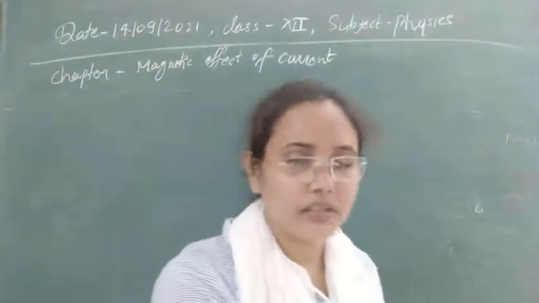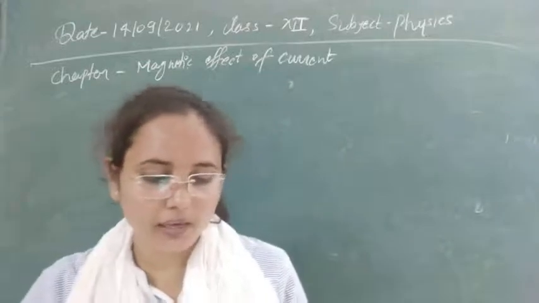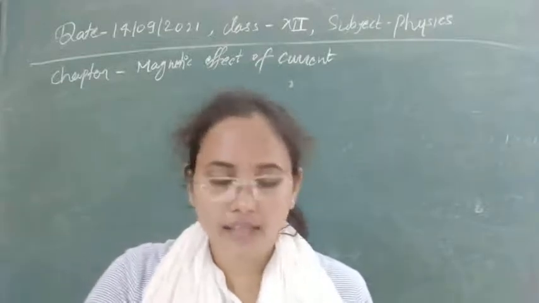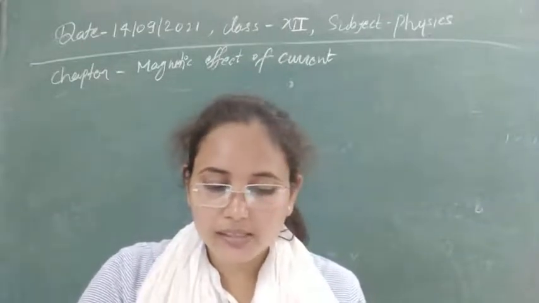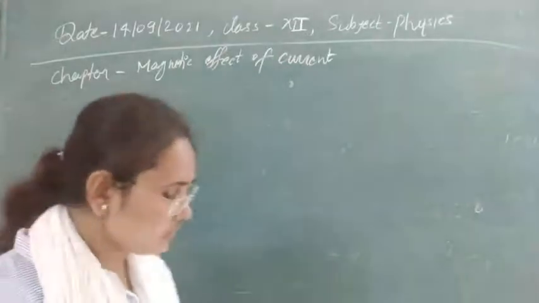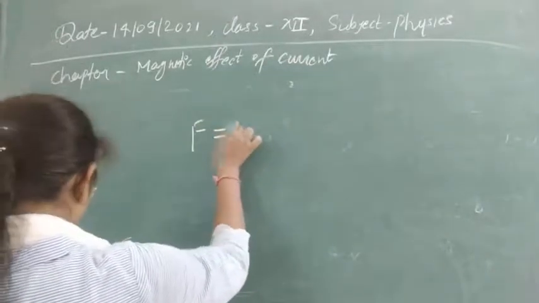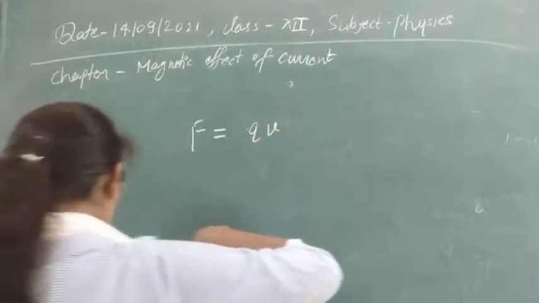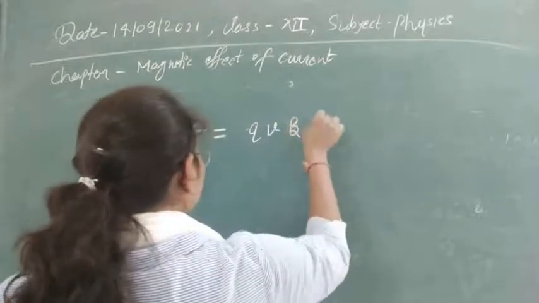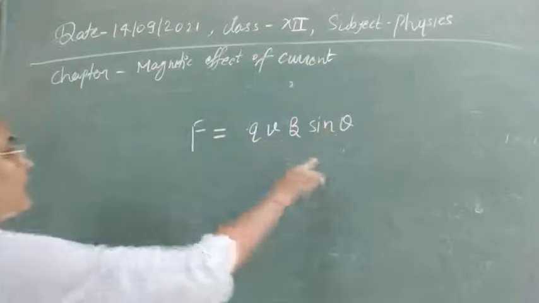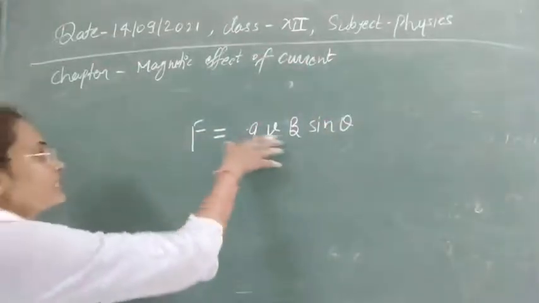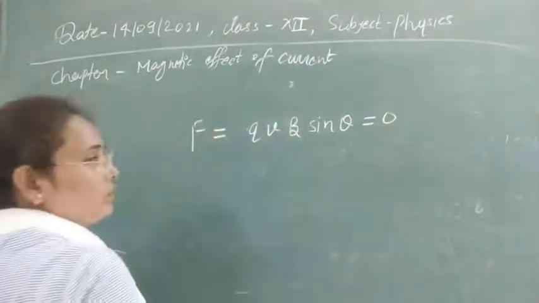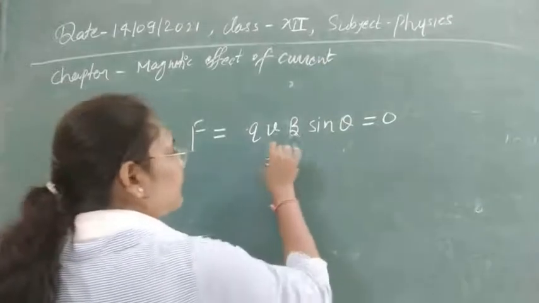Now let's see one more question. When a charged particle moving with velocity v is subjected to a magnetic field of induction B, the force on it is 0. So it is saying that a particle of charge q moving with velocity v in a magnetic induction B experiences a force given by qvB sin theta, where theta is the angle at which it enters. But in our question the force experienced by the particle entering the field is 0.